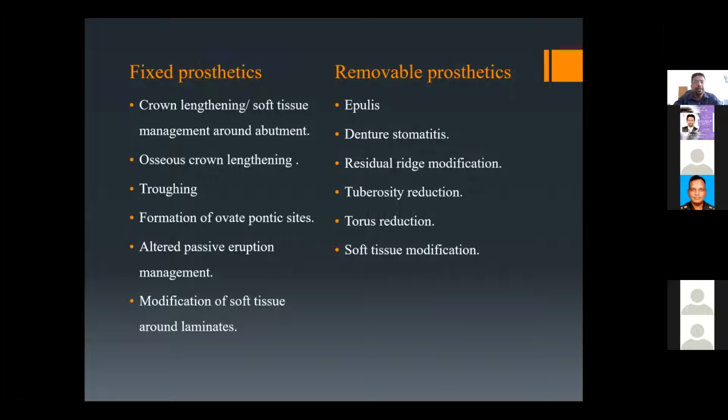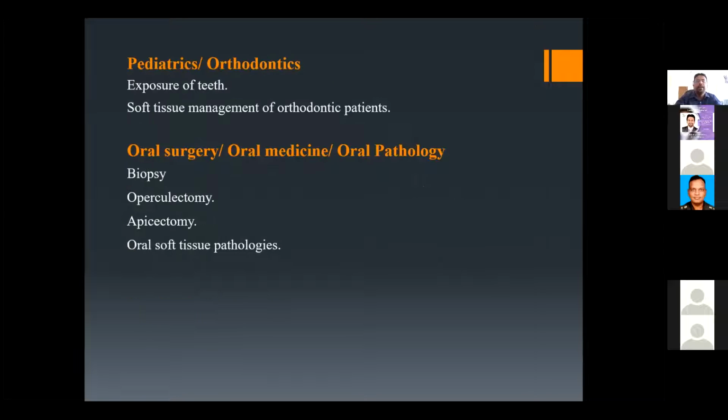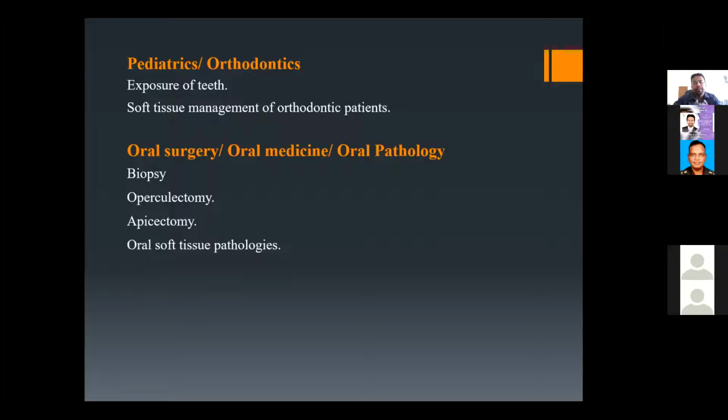Then in prosthodontics, it can be used for crown lengthening procedure, then osseous crown lengthening, roughening, formation of ovoid pontic, altered passive eruption management, modification of soft tissue around laminate. Then in removable prosthodontics, it can be used for epulis fissuratum, denture stomatitis, residual ridge modification, tuberosity reduction, torus reduction, and soft tissue modifications. In pediatric dentistry, it can be used for exposure of teeth and soft tissue management around the orthodontic brackets. In oral surgical procedures, it can be used for biopsy, operculectomy, apicectomy, and treating oral soft tissue pathologies.